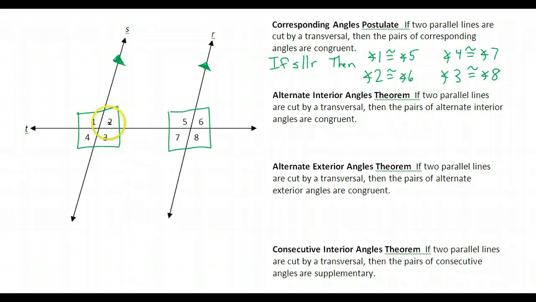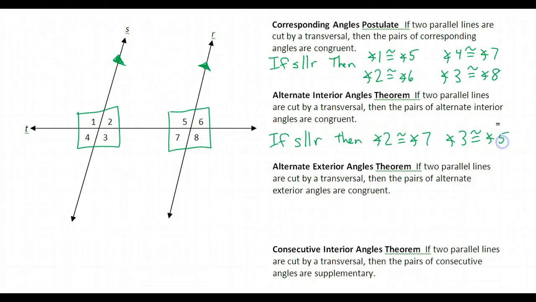If I look at angle 2 and angle 7, they're alternate interior angles. If I slide these 4 angles down, 2 is going to take the place of 6. And 7 and 6 are vertical, so they're congruent. So 2 is congruent to 6, and 7 is congruent to 6. That means that 2 is congruent to 7. So if my lines are parallel, S is parallel to R, then my alternate interior angles will be congruent. Angle 2 will be congruent to angle 7. And angle 3 will be congruent to angle 5.